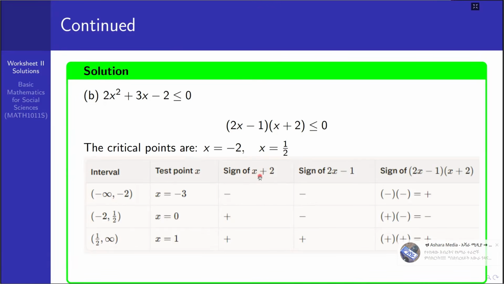Similarly, the factor x plus 2 within the interval from 1/2 to positive infinity is positive. Similarly, the second linear factor, 2x minus 1, is negative within the first interval, negative in the second, and positive in the third.